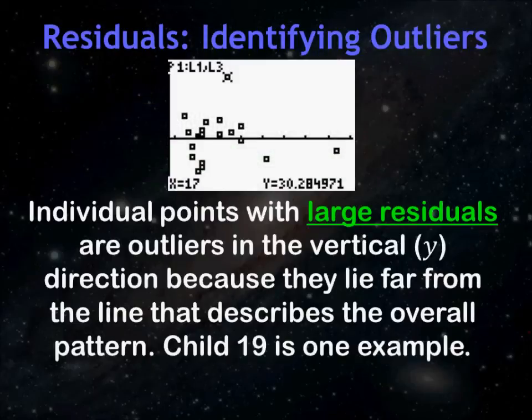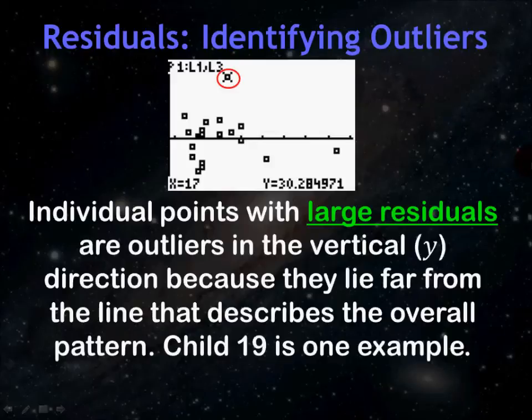First of all, we have individual points with large residuals. These are outliers in the vertical y direction because they lie far from the line that describes the overall pattern. So here is the 0 residual line. Some are very close. Most of them are very close. But then we have this guy up here.